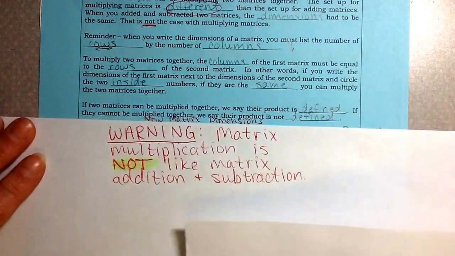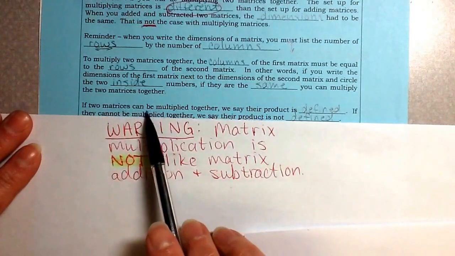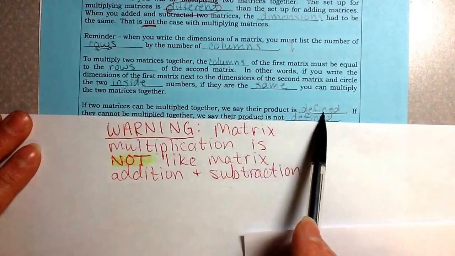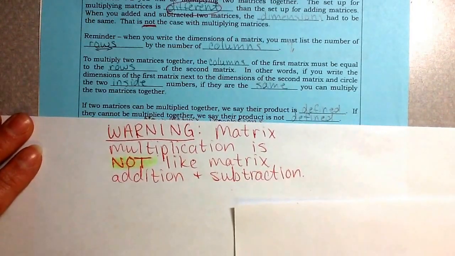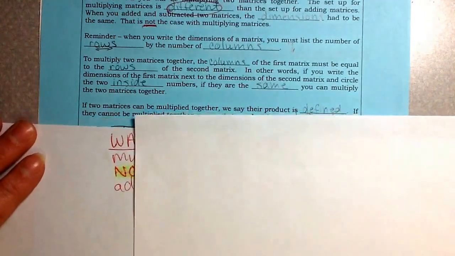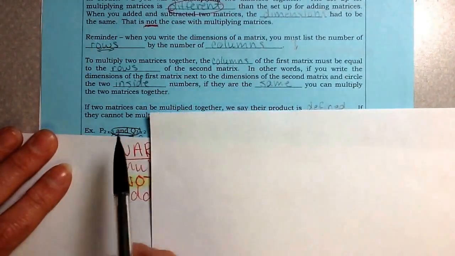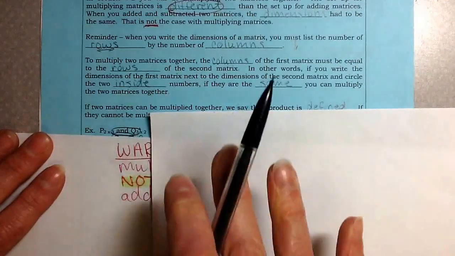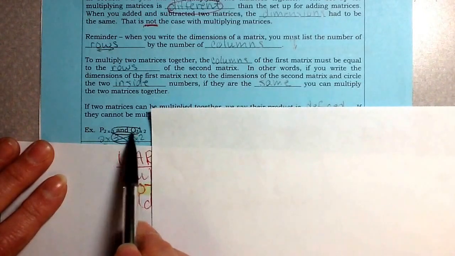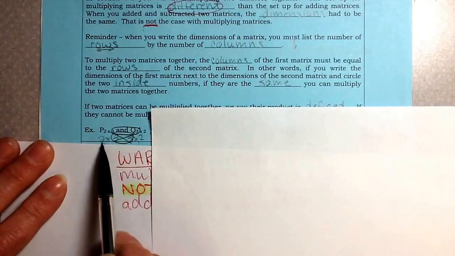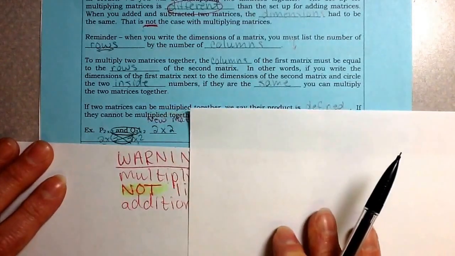Well, first let me tell you about defined and not defined. We talked about that with addition. If two matrices can be multiplied together, we say their product is defined. If they cannot be multiplied together, we say their product is not defined. So let's look at these first two. We have P and Q, and we're looking at the two inside numbers here. So if I write them underneath, I see that 3 and 3 are the same. So I'm going to cross those two out, and the product matrix that I'm going to have would be a 2 by 2.